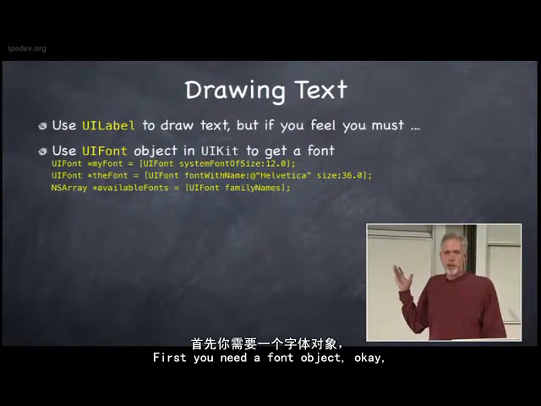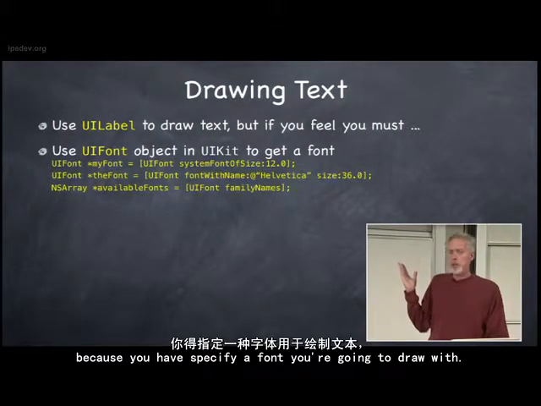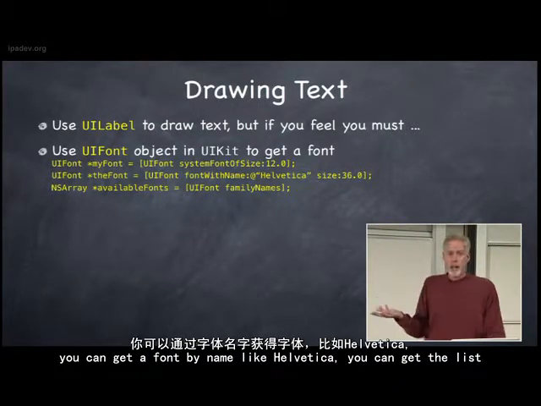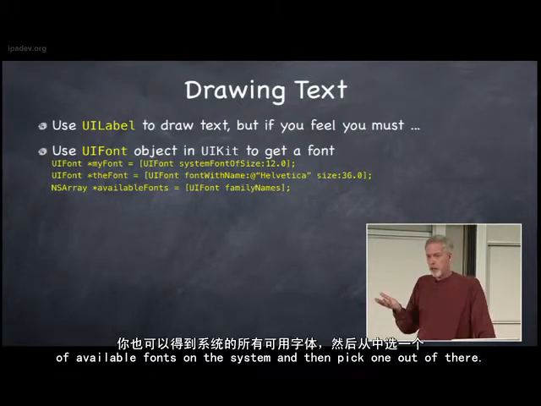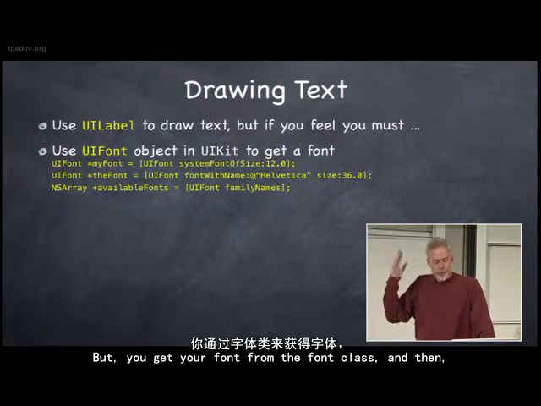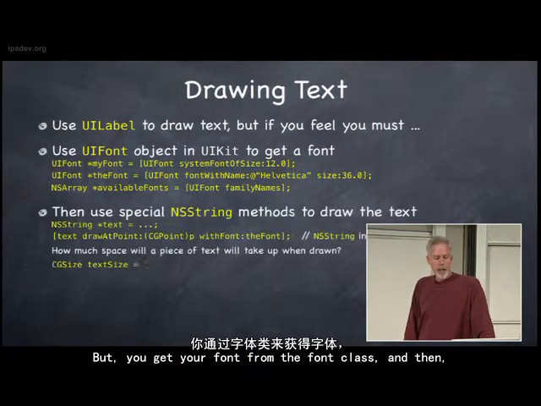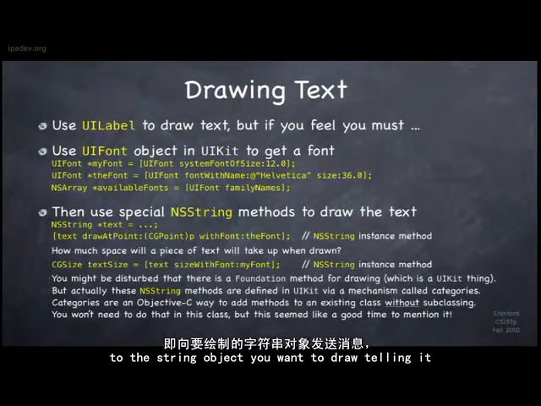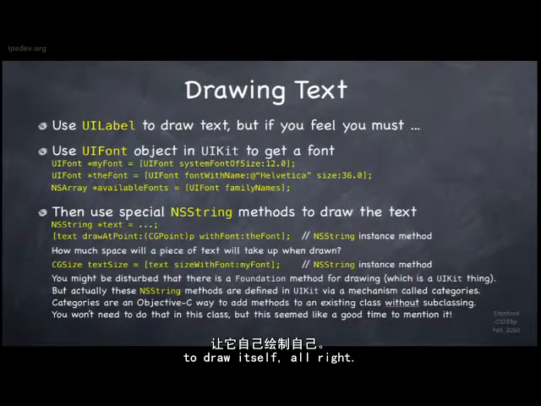First, you need a font object, because you have to specify what font you're going to draw with. And there are a lot of ways to do it. System font, you can get a font by name like Helvetica. You can get the list of available fonts on the system and then pick one out of there. But you get your font from the font class. And then, this is very counterintuitive, but you actually send a message to the string object you want to draw, telling it to draw itself.